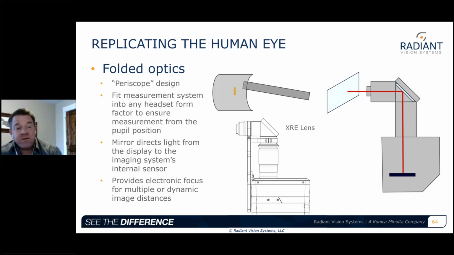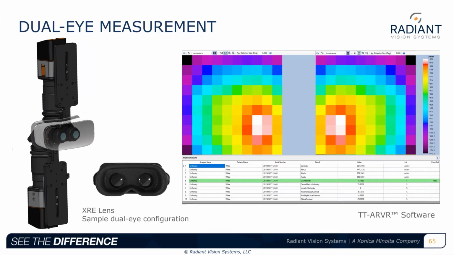We've talked a lot about emulating the human visual experience in XR testing, and so far we've only discussed one lens. But of course we have two eyes, each with a slightly different perspective of a near-eye display. Based on either folded or non-folded configurations, Radiant can provide a dual eye measurement solution wherein two lenses are fit within the same headset to measure right eye and left eye at once.